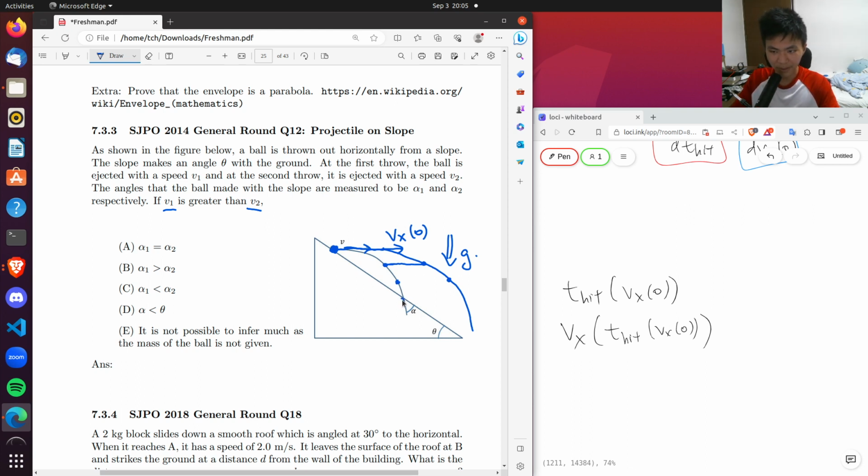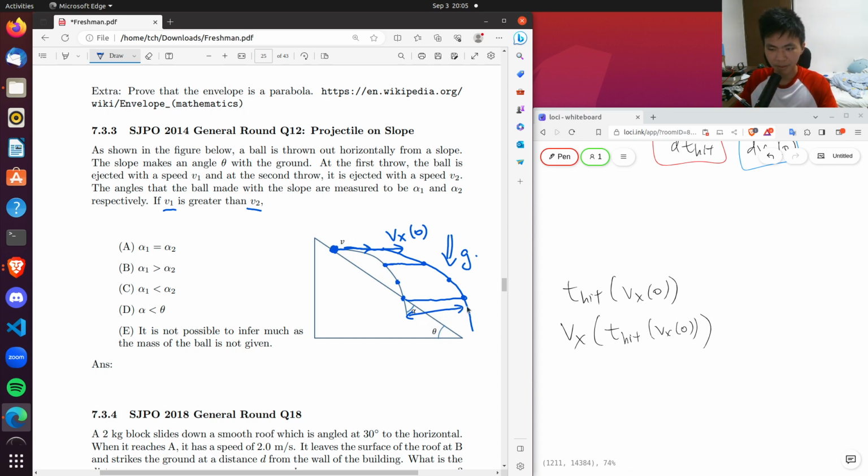However, we see that when we take a snapshot such that the first ball has hit the ground, the second ball is still in the air, because it had a larger horizontal velocity, which gave it a larger horizontal distance.